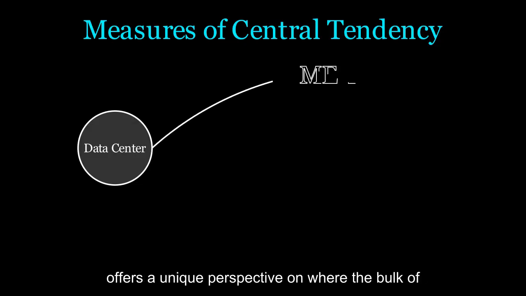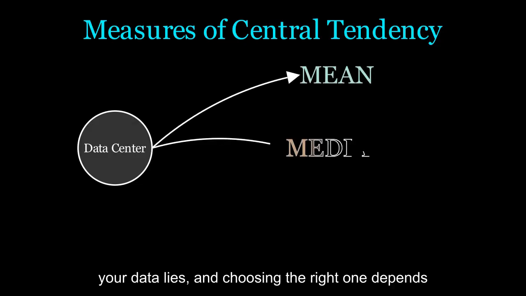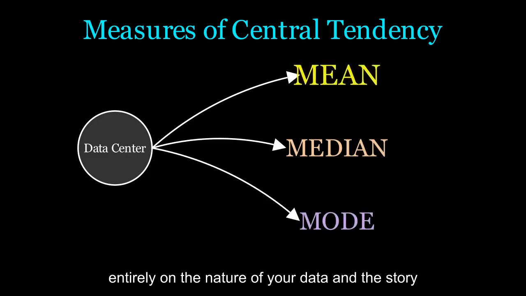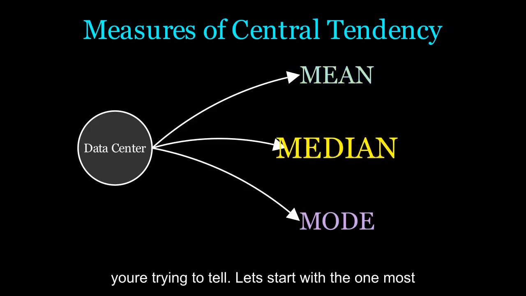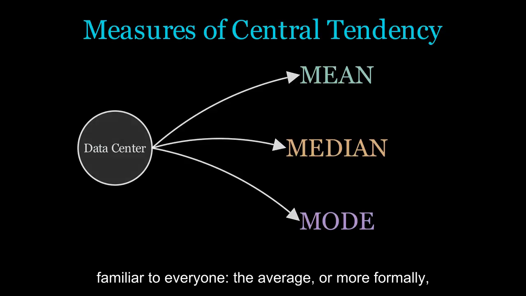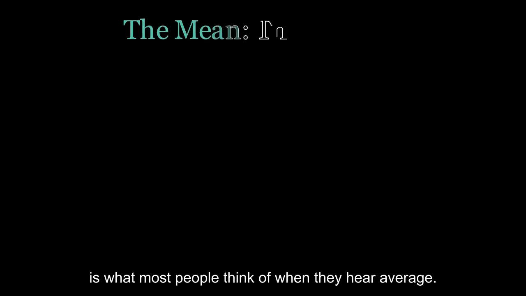Each one offers a unique perspective on where the bulk of your data lies, and choosing the right one depends entirely on the nature of your data and the story you're trying to tell. Let's start with the one most familiar to everyone: the average, or more formally, the mean. The mean, often just called the average, is what most people think of when they hear average.